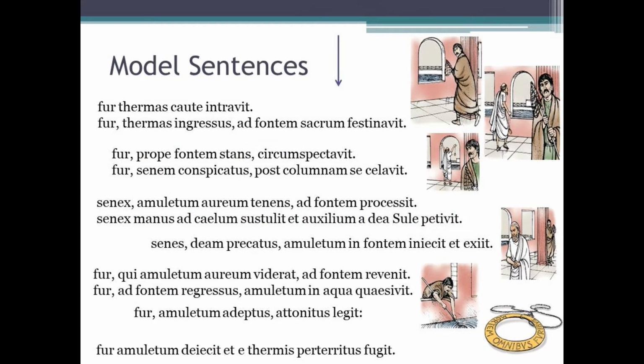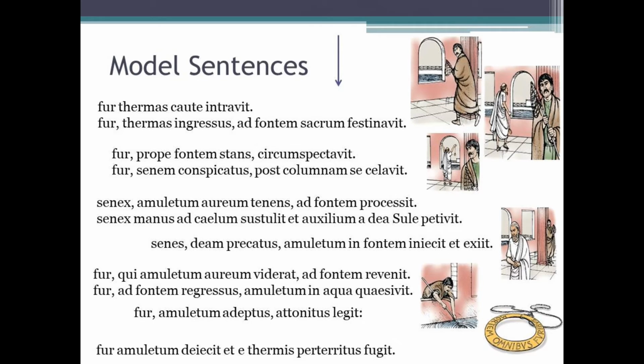Okay, so well done so far. I'm now going to give you a break, and I'll translate the following model sentences, which incorporate the topics which we've looked at in today's video. Fur thermas caute intravit. A thief entered the baths carefully. Fur thermas ingressus, ad fontem sacrum festinavit. The thief, having entered the baths, hurried to the sacred fountain.